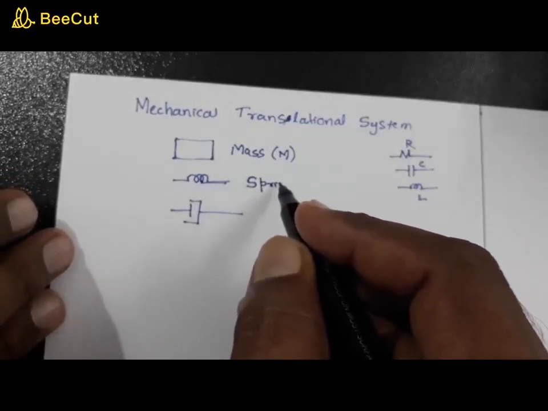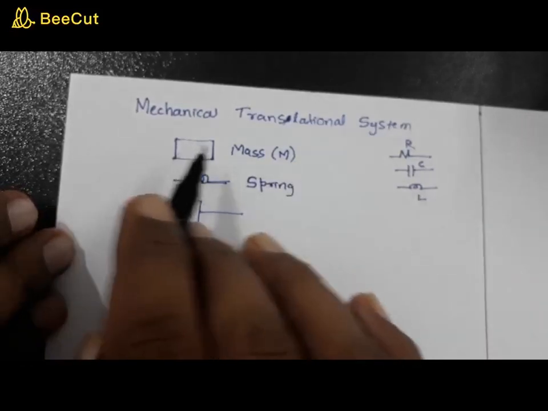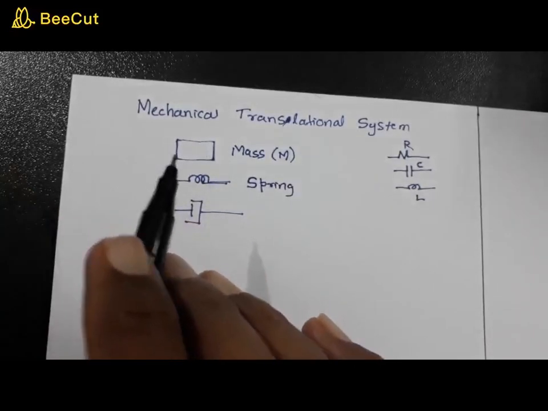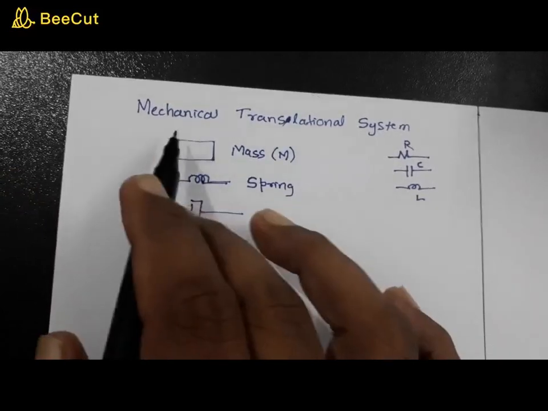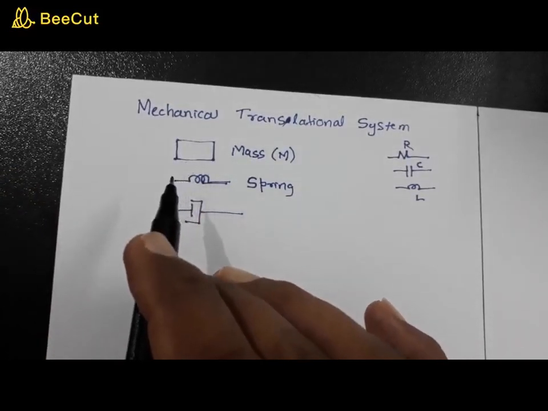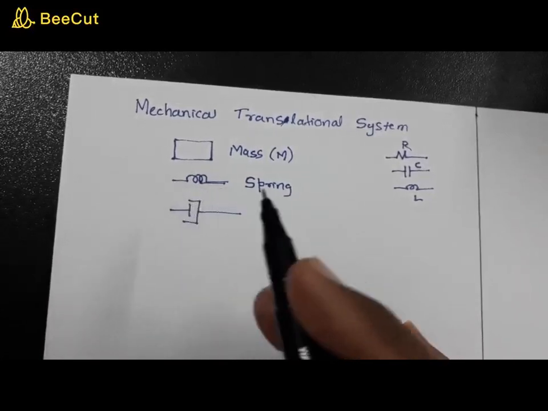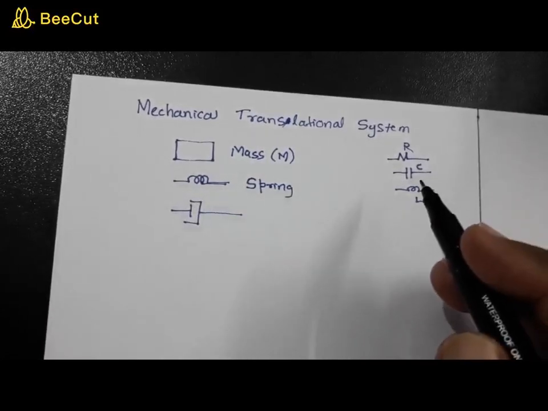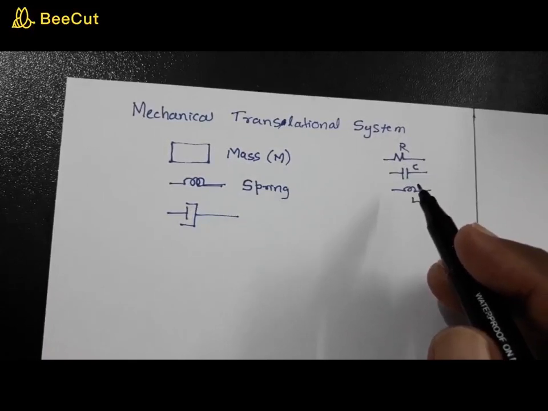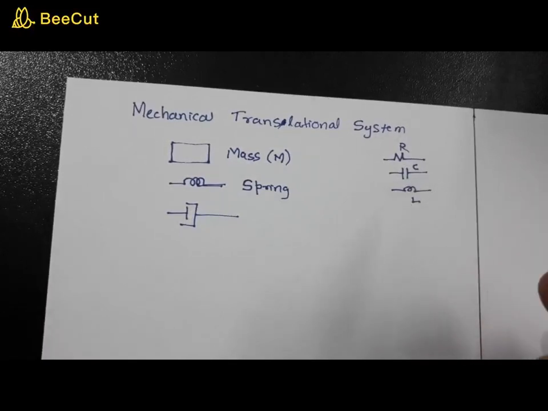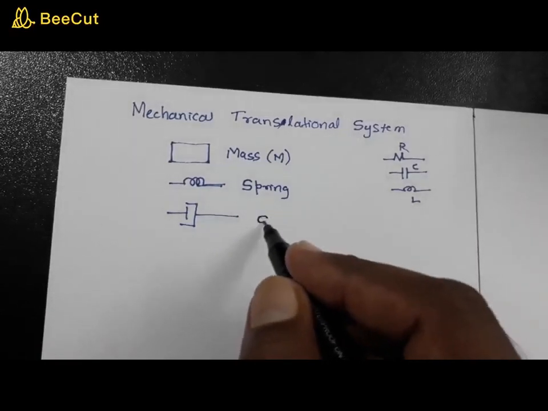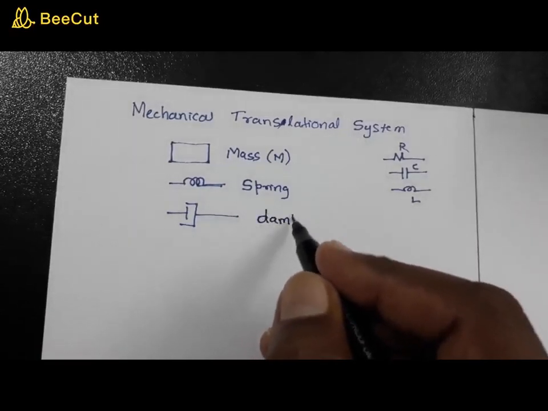This is the spring by which the mass may be attached to a surface. So this can also be a part of a mechanical system. It is not necessary that every mechanical system should possess all these three, just as if you consider an RC circuit, you will have only resistance and capacitance, so there you can't find the inductance. Now this component is called a damper.